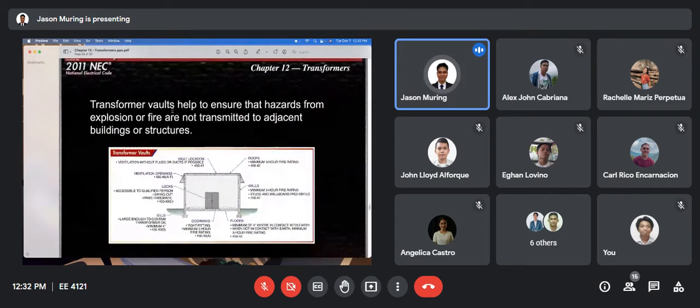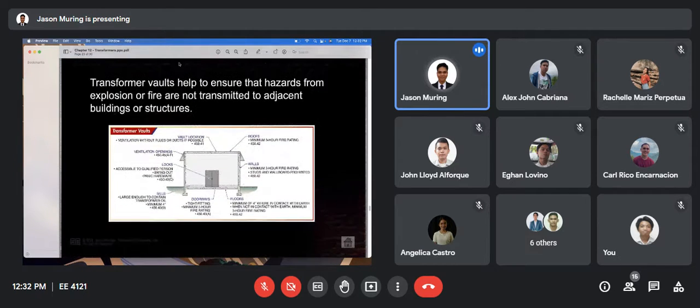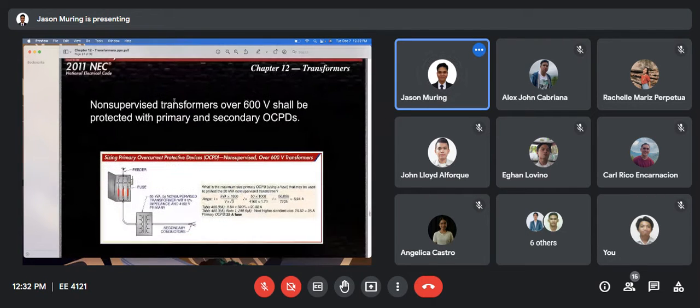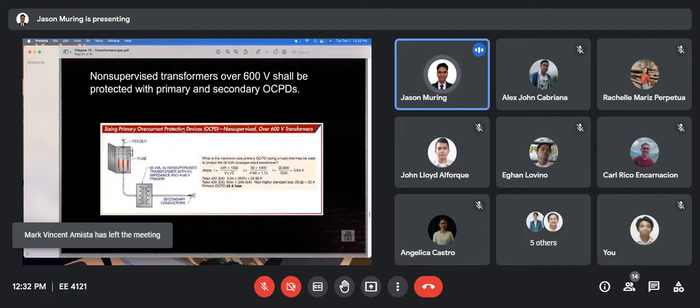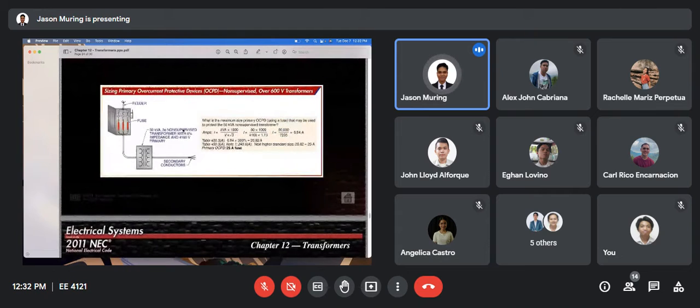Okay, so transformer, then volts. Okay, so you see, we have here volts just to stop the fire from scattering to the next buildings.